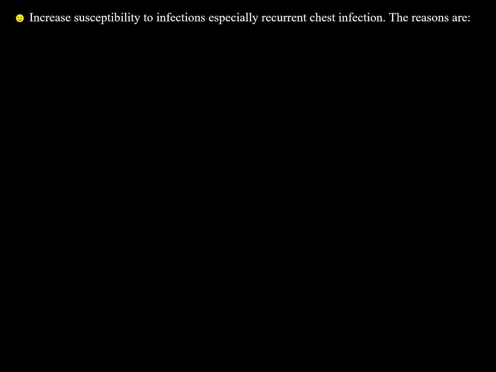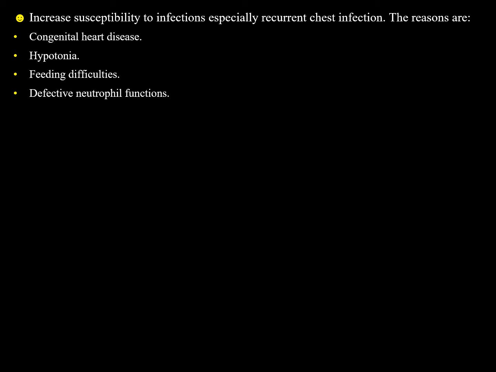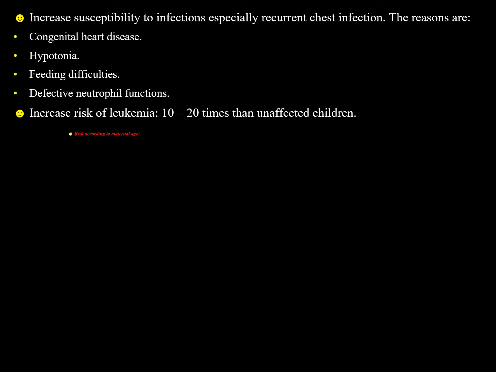Also, there is an increased susceptibility to infection, especially recurrent chest infection. This is because of the congenital heart disease, hypotonia, feeding difficulty, defective neutrophil dysfunction. Also, there is an increased risk for leukemia, up to 20 times when compared with the unaffected individual. Risk according to the maternal age, risk of having a child with Down syndrome.